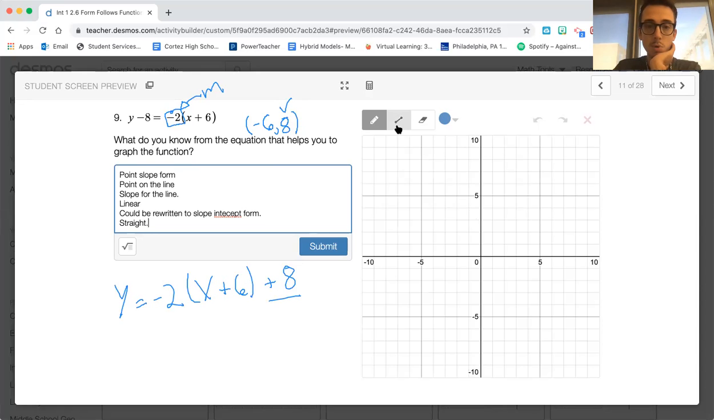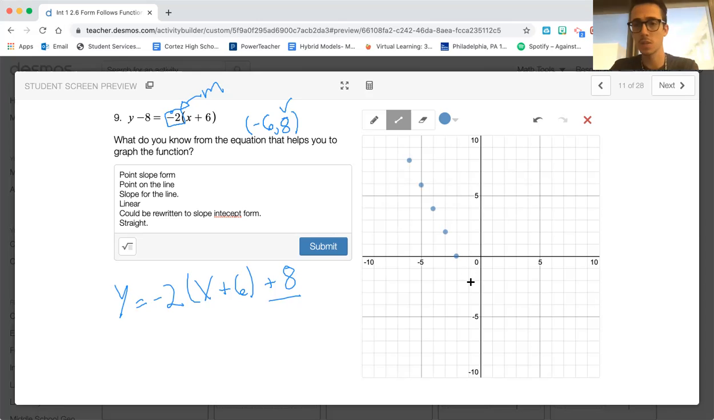I'm going to use that point, -6, 8. That's over 6 of 8. So right here, going with our slope of -2, we can go over 1, down 2. So over 1, down 2, over 1 down 2, over 1 down 2. I personally always keep my run positive because I want to move from left to right.